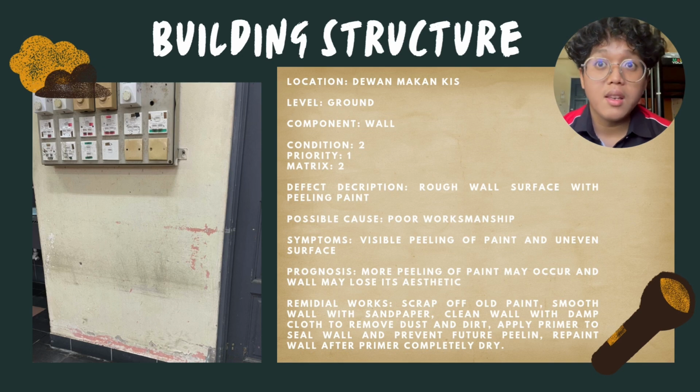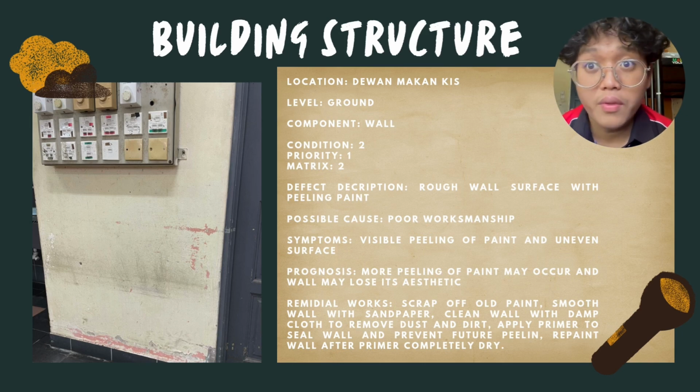Let's move on to the second defect of building structure. This defect can be found in Dewan Makan College Indra Sakti. The level of this defect is ground level, the component is wall. The condition of the defect is given 2, the priority 1, and the matrix is obviously 2. The defect description is rough wall surface with peeling paint.